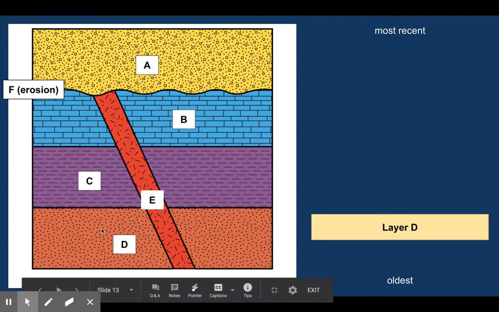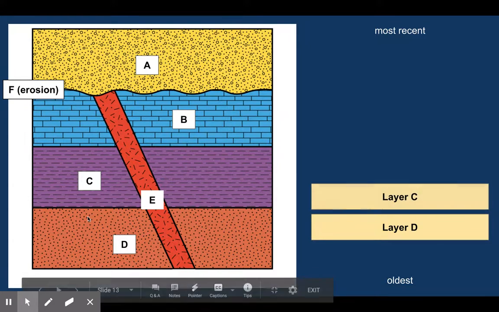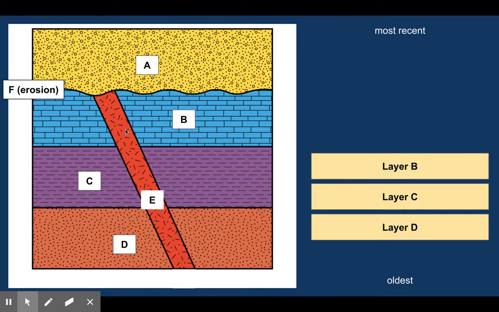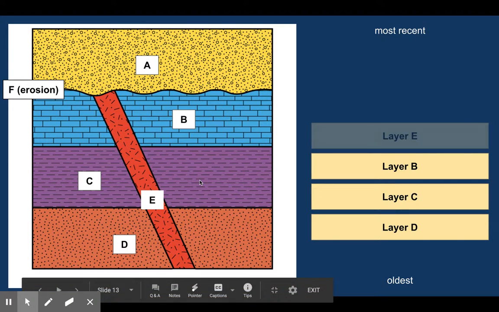So the next layer that gets placed down is going to be layer C, because layer C was placed down right on top of layer D. After that, we have layer B that gets placed down on top of C. And then we have this igneous intrusion at E.